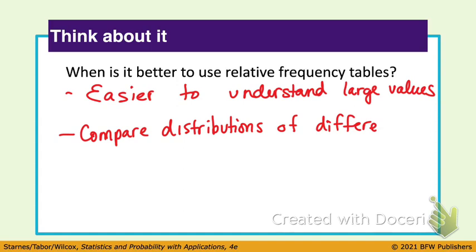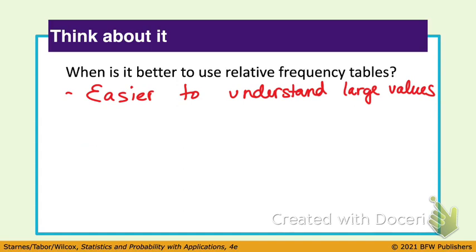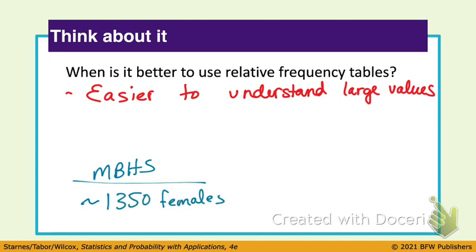All right, so here's what I mean by that. Do you guys know how many students go to McKinney Boyd High School? It's like 2,700 to be exact. So, about how many of those do you think are females? About half, right? So there's probably about 1,350 females. That's a lot of females, right?